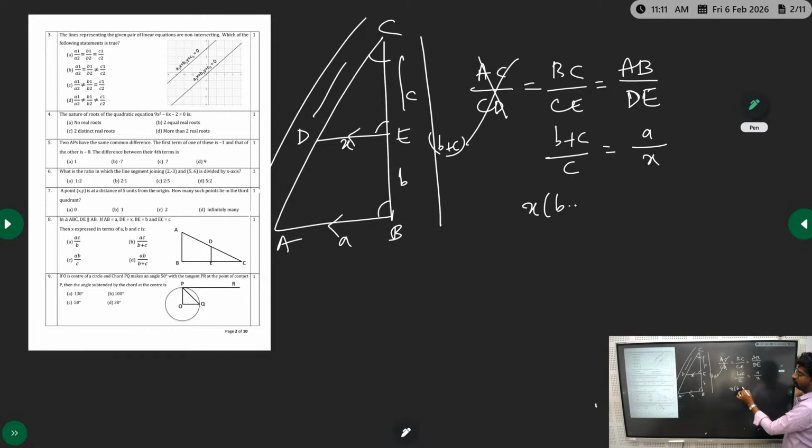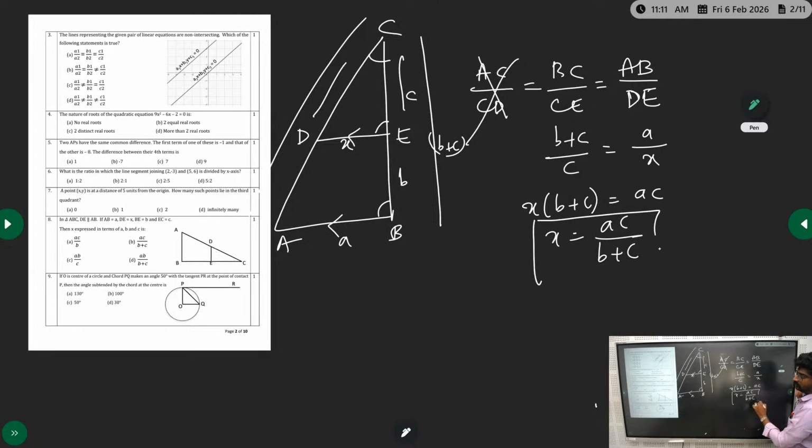X into B plus C is equal to AC. Value of X is AC by B plus C. Which option? Option B. Okay. So we should be careful even with the sides ratio. Larger by smaller. Okay.